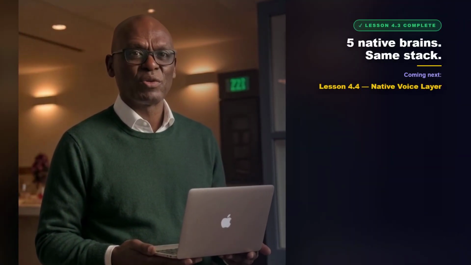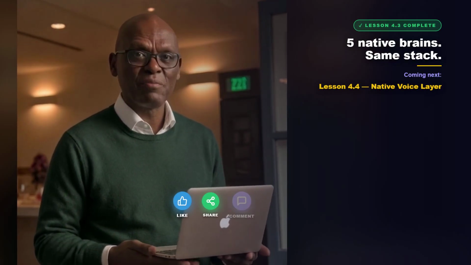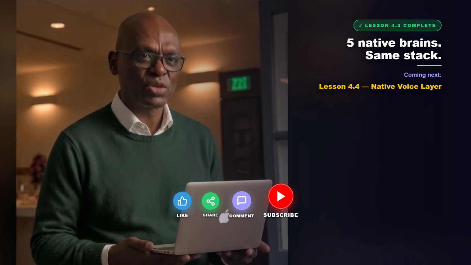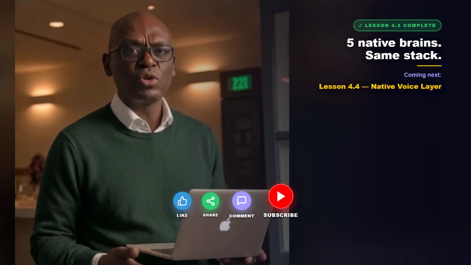That's lesson 4.3. Pillars 3 and 4 are now real code. Native prompts, native knowledge. The agent stops sounding like a translation app and starts sounding like 5 different in-country assistants, all running on the same stack. Lesson 4.4 is optional but powerful.